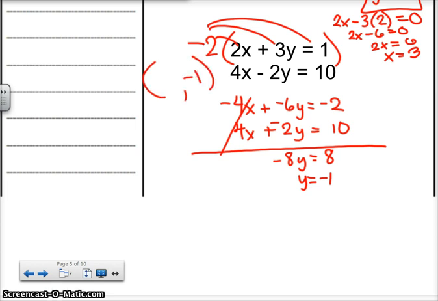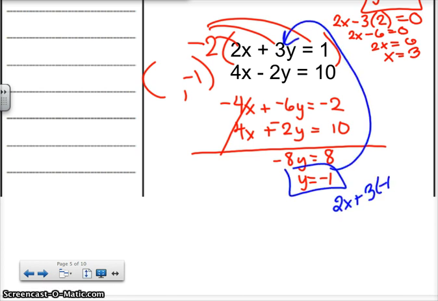Now I need to get my x. So I need to substitute this back in. 2x plus 3 times negative 1 is 1.